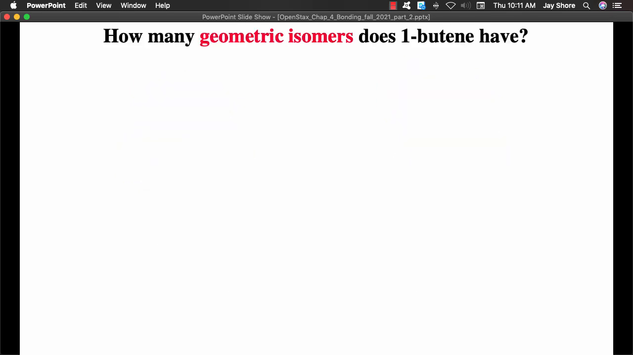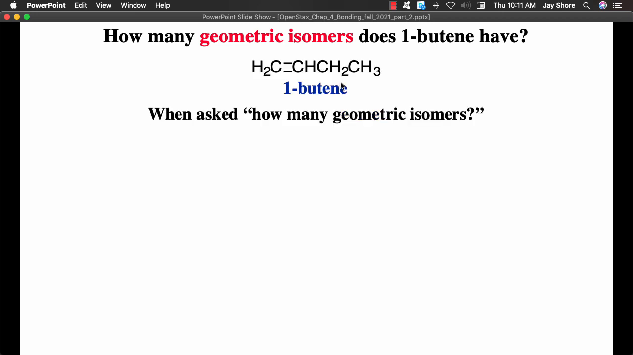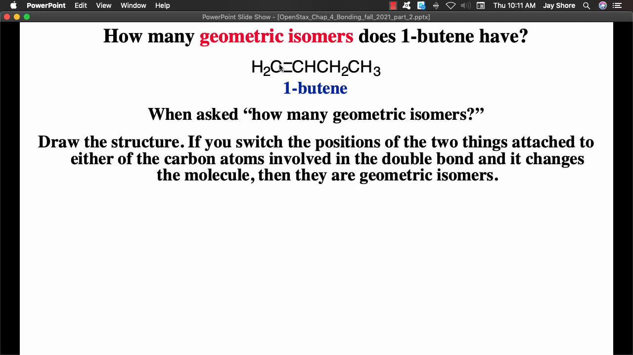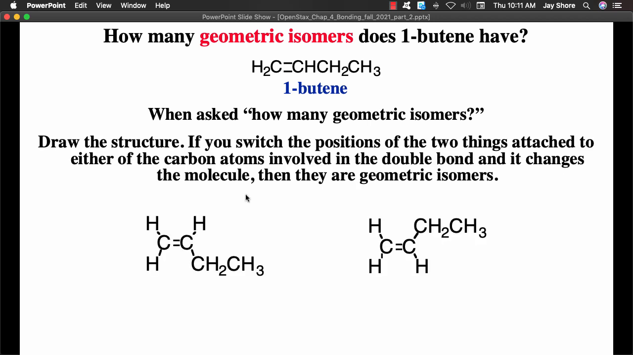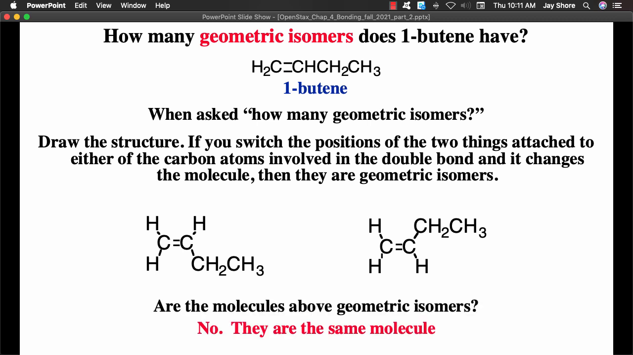And so how many geometric isomers does, say, 1-butene have? We have a double bond between the first 2 carbons, and if we draw it out, we notice that we have 2 hydrogens and 2 hydrogens. Flipping these does not lead to distinct compounds, and so this molecule has no geometric isomers.